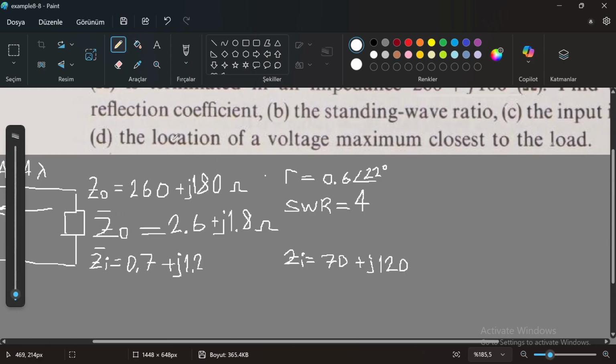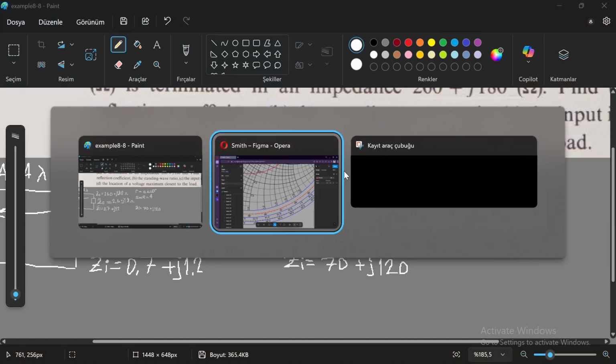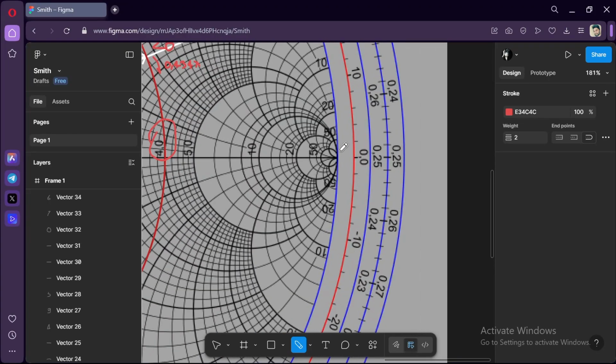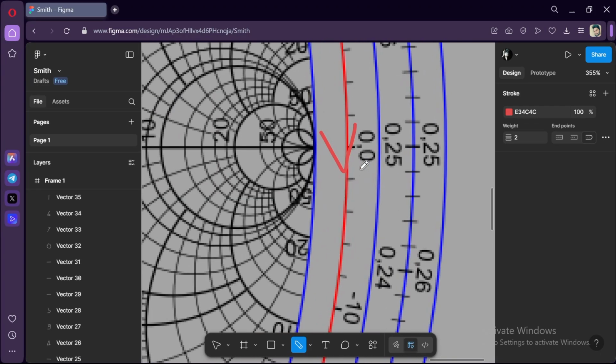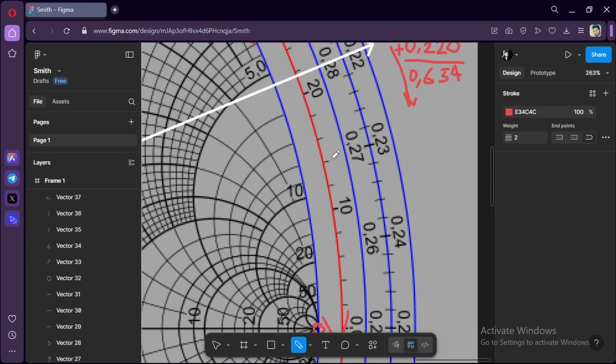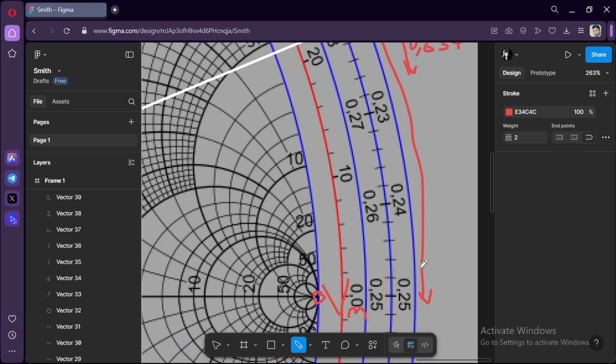What about the last question? It is the location of a voltage maximum closest to the load. Okay, Vmax point is here for the impedance chart. Vmax here, this point on this blue circle. This is the Vmax point for impedance. Then it is asking for this distance here to here. So we can easily find it.